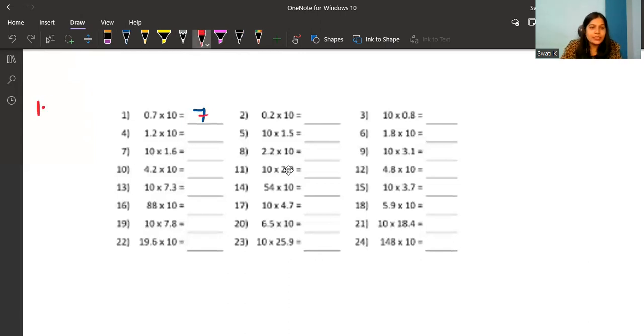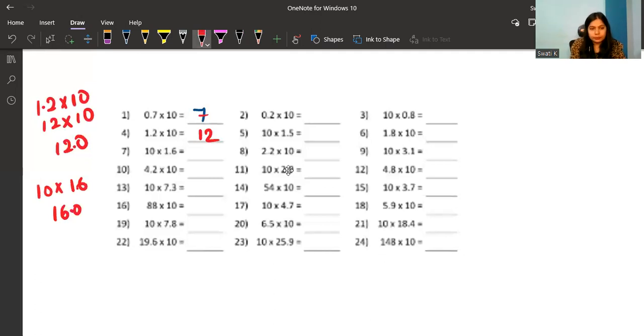1.2 into 10. I'm just explaining the questions here. Imagine the decimal is not there. So 12 into 10, the answer is 120. After the decimal, one digit, so 12.0, which is the same as 12. 10 into 1.6. Forget about the points. So 10 into 16, 160. After the decimal, one digit, so 16.0. I hope you are understanding this.